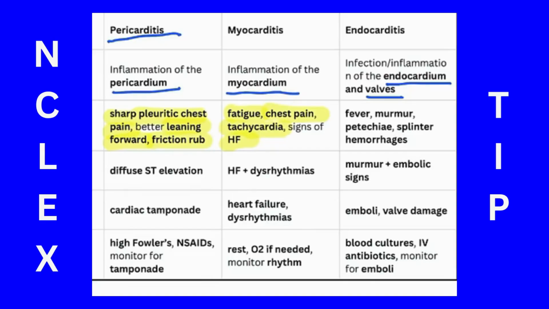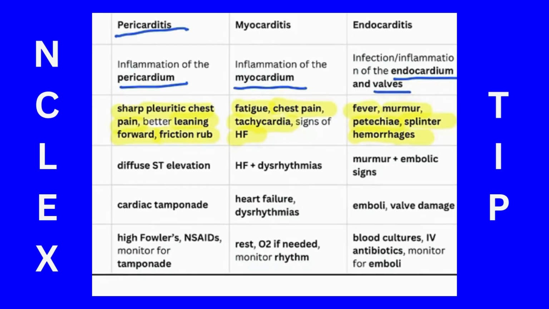Endocarditis, on the other hand, is quite different. One of the distinctions is that you're going to see fever in the clinical setting that they're going to give to you. You're going to have some murmur, you're going to have some fatigue, and some hemorrhages, splinter hemorrhages. That's what we call it. Now, what are the other signs and symptoms that you need to watch for?